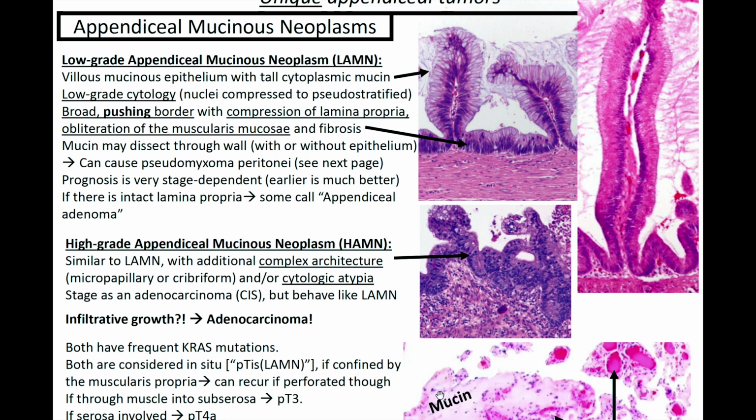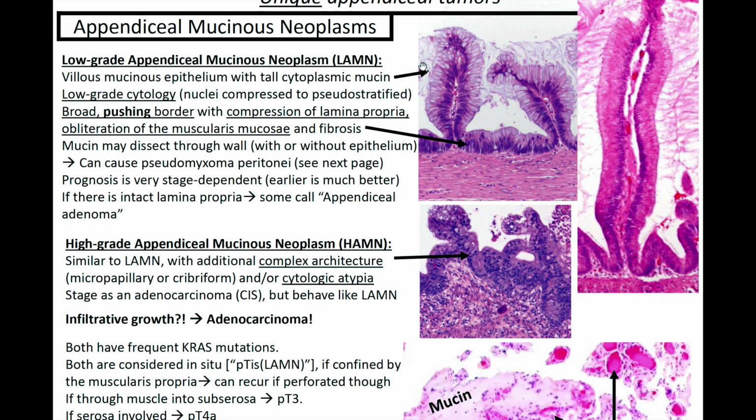Mucin may dissect through the wall with or without epithelium, and LAMNs can cause pseudomyxoma peritonei, which is on the next page. And the prognosis is very stage dependent. Earlier is much better. If there is intact lamina propria, some call it an appendiceal adenoma. And you can also get a HAMN, which, as the name suggests, is a high-grade appendiceal mucinous neoplasm. Similar to LAMN, but with additional complex architecture, such as micropapillary or cribriform, and/or cytologic atypia. Staged as an adenocarcinoma in situ, but behaves like a LAMN.